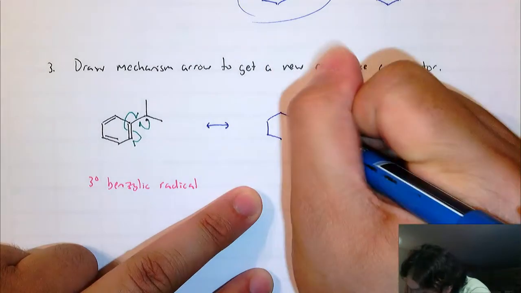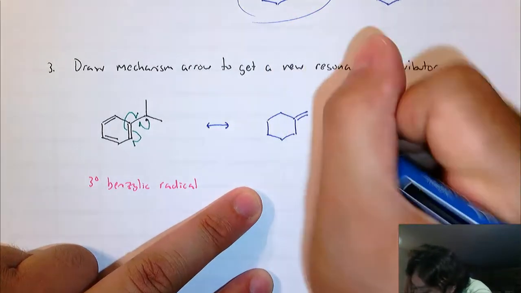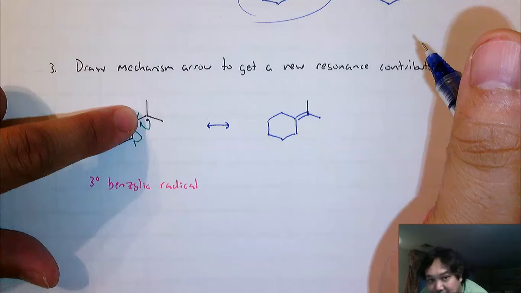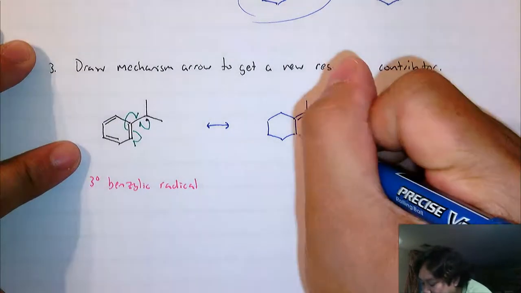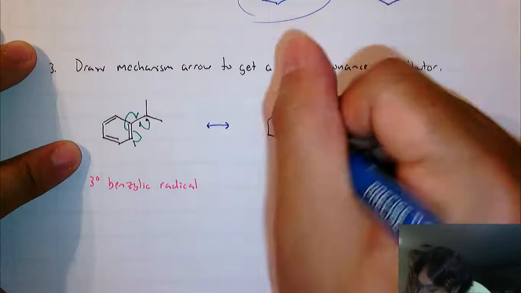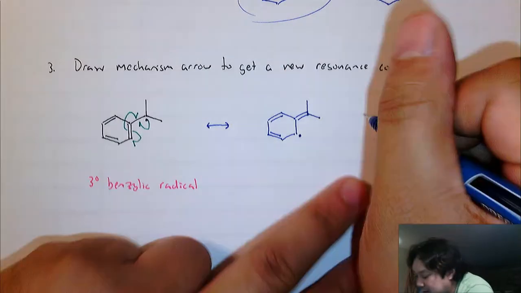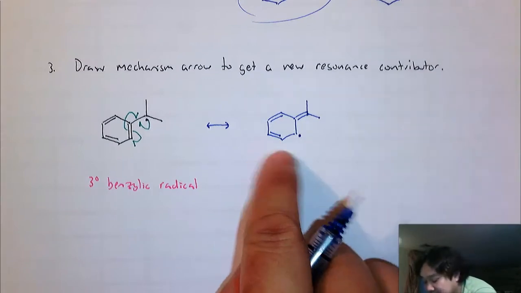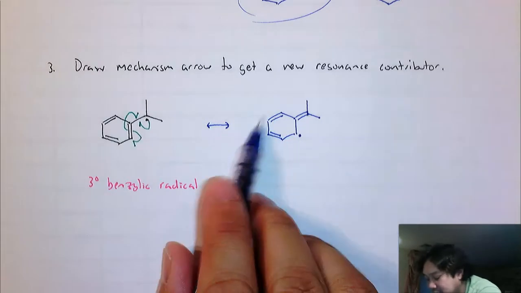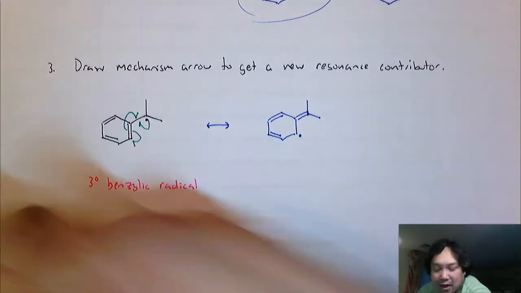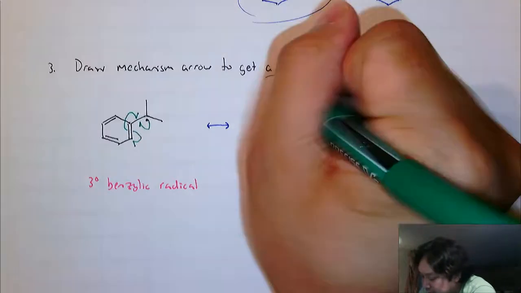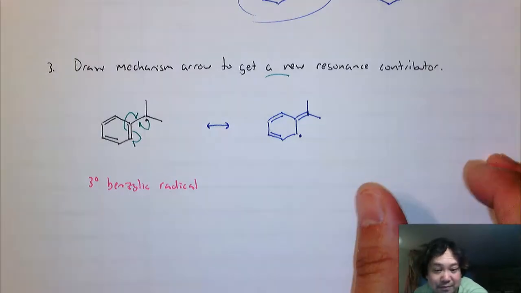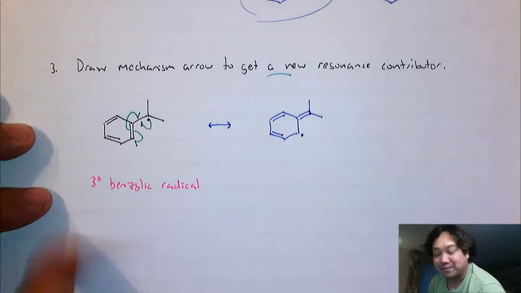That's why it works. All you have to do is shift the double bond towards the radical and put the unpaired electron on the carbon that got naked. The other 2 double bonds are good. Now, I'm not going to draw the other contributors, but you could imagine this double bond shifting, and then you can imagine this double bond shifting. But I only asked for a new contributor, so I'm not going to draw the other 2 contributors. Okay. So that's number 3.